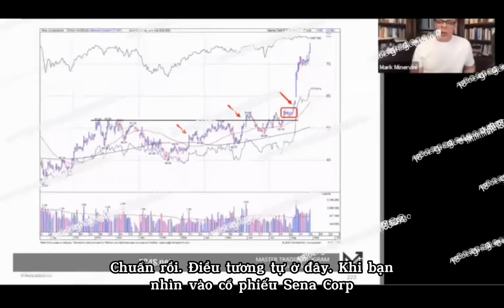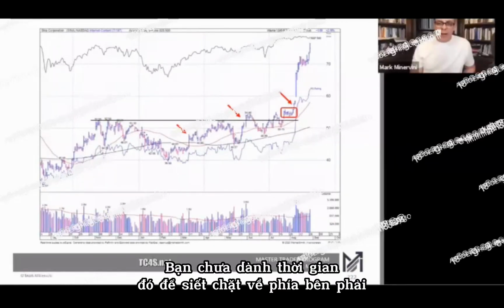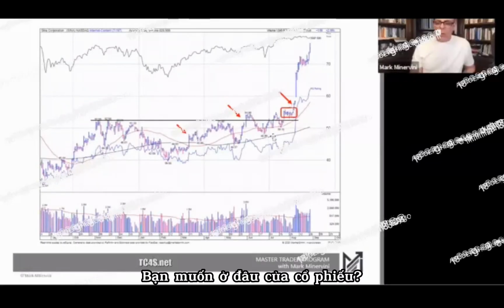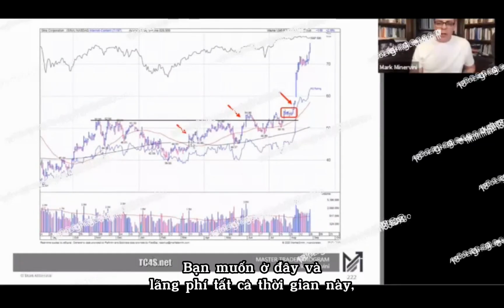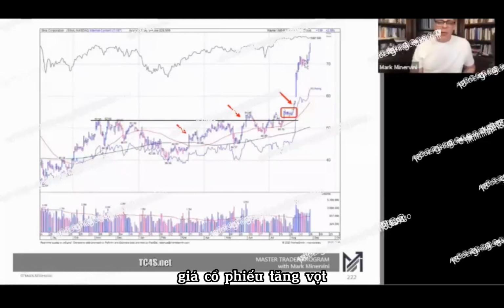When you look at Cenacorp, again, see the demand right here. You've got some strong demand here, but it's not ready yet. You haven't put in that time and tightened up on that right side. Well, where do you want to be in the stock? You want to be in the stock over here and waste all this time, or you want to be in the stock right here? And within a number of days, you're up huge on the stock.